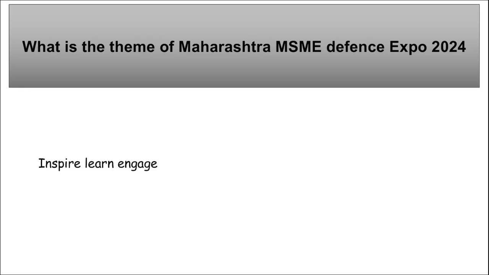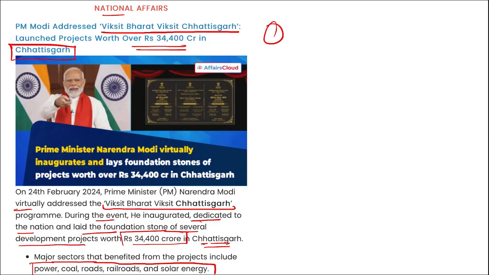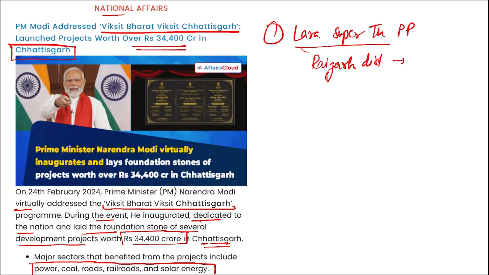If we look at the projects, first project, remember, he dedicated a Lara super thermal power project. This will be in Raigad district of Chhattisgarh. Then second, remember, he inaugurated 3 key first mile connectivity projects, that is FMC.